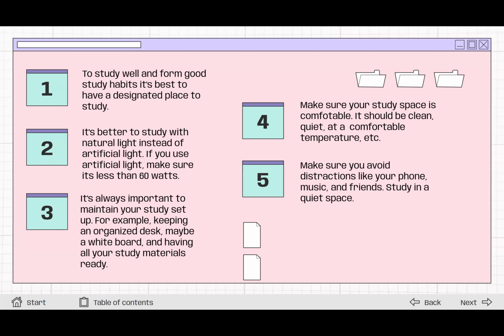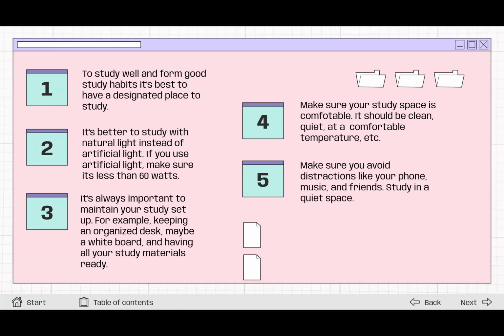And then third, it's always important to maintain your study setup. So for example, keeping an organized desk, maybe a whiteboard to write down all your tasks, and have all your study materials ready and close by so that you are prepared and ready to go for any sort of assignment.